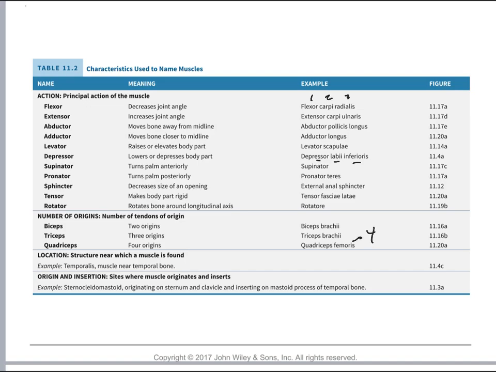Next, we can name muscles based on location. So what bone is it found from? Or surface term, like temporalis, so it's muscle near the temporal bone, or occipitalis, or frontalis, by those associated bones. Next, let's name by origin and insertion. We already said the sternohyoid.